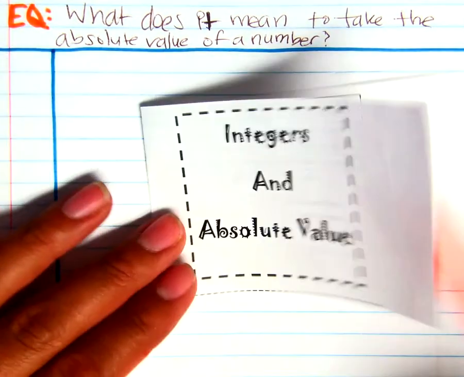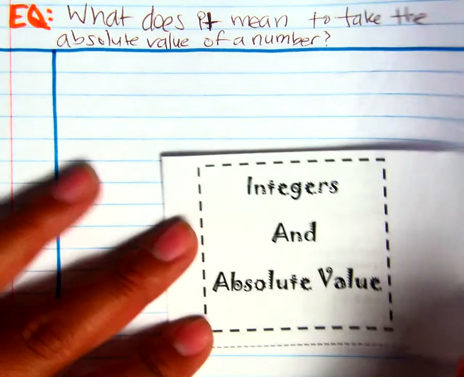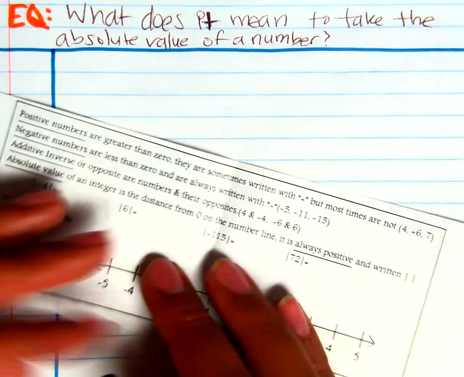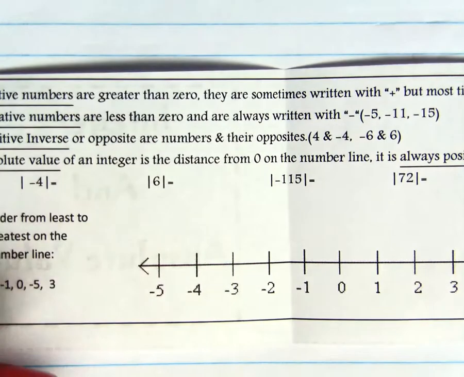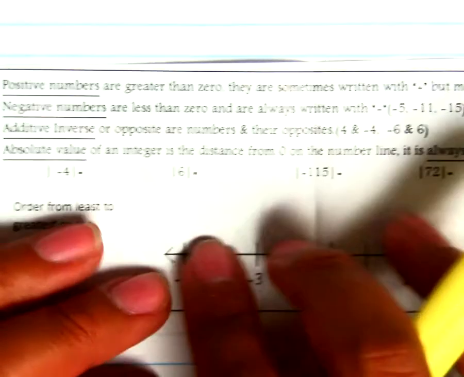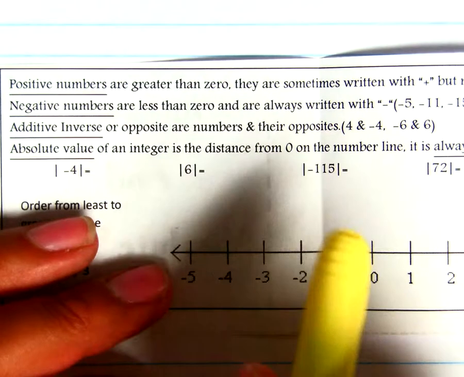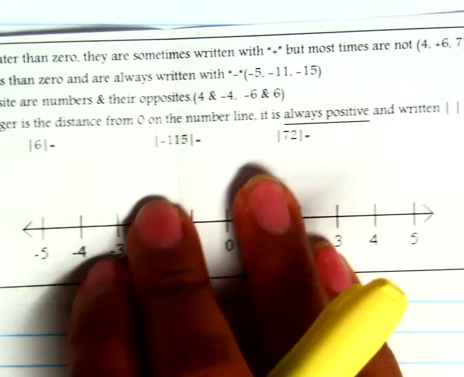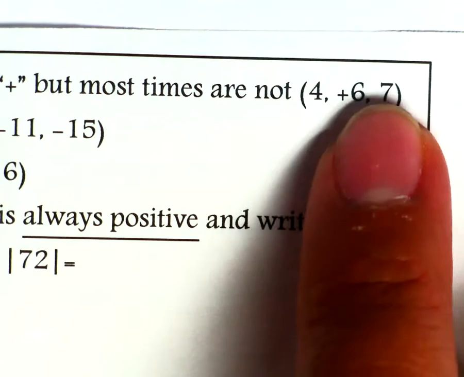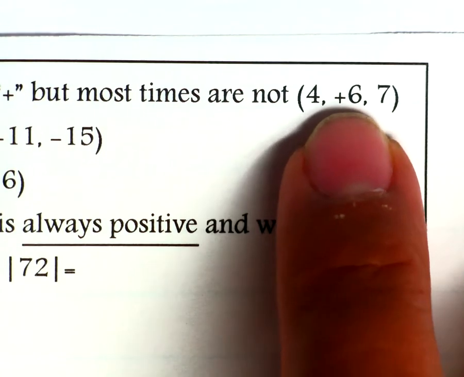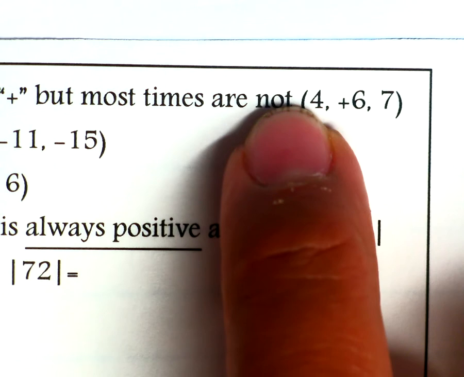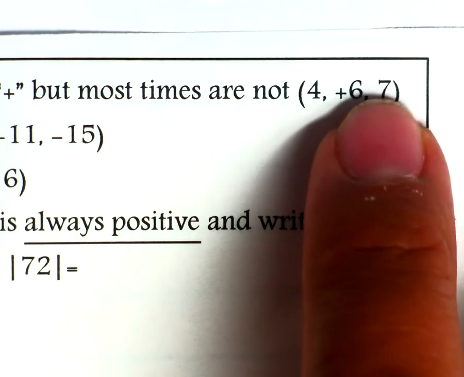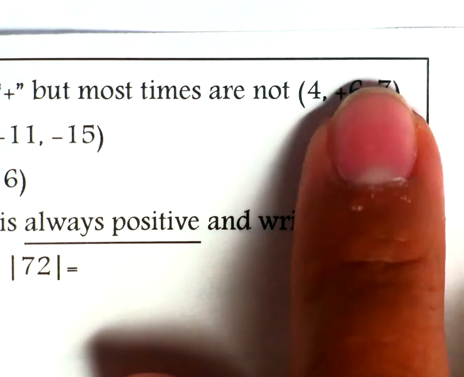Okay, so on the outside it says integers and absolute values. So we're just going to review real quick what integers are. So I need someone that can read the first one. Sabrina, go ahead. Positive numbers are greater than 0. They are sometimes written with positive, but most times are not, like positive 6 and 7. Good, thank you. So they're just saying that integers are your positives. Sometimes you'll see a plus sign, but do you usually see a plus sign next to a number? No. So if you don't see anything next to it, we're going to assume it's a positive number, okay?